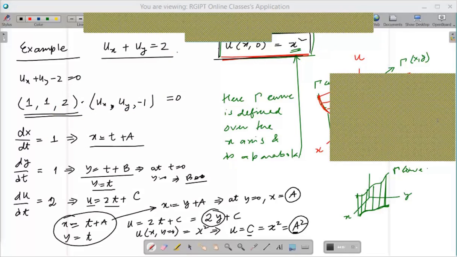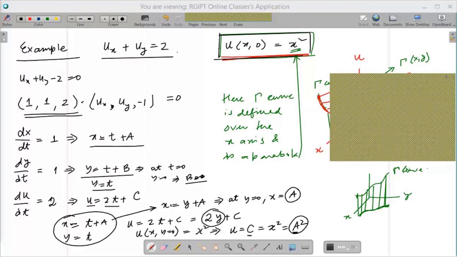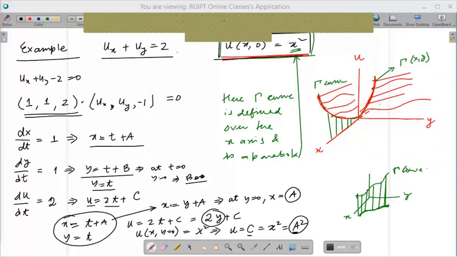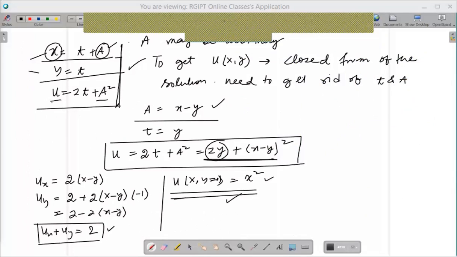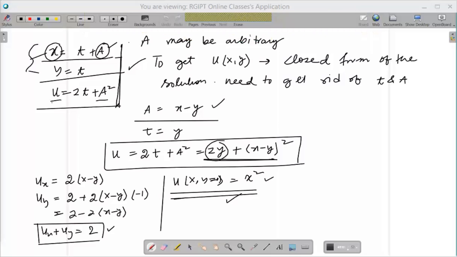No. Why? No. It's a general solution. See, at t equal to 0, it's not at t equal to 0. Why do you say that? Because this is my equation. These are three of my equations. There's no t equal to 0 involved in these three relationships.